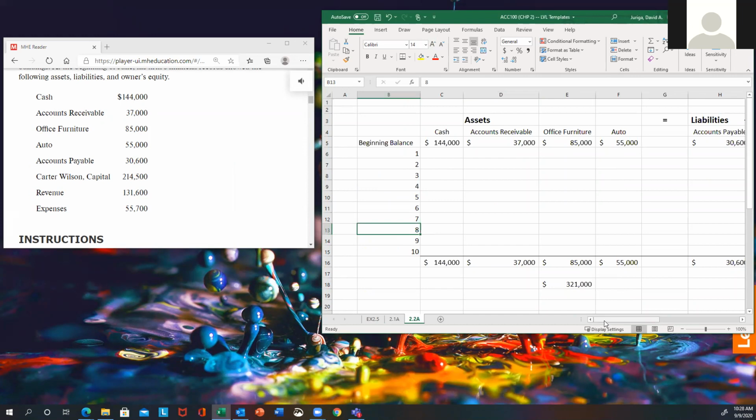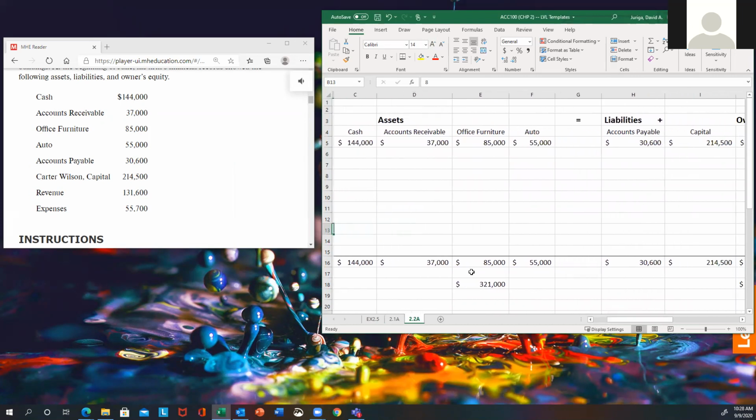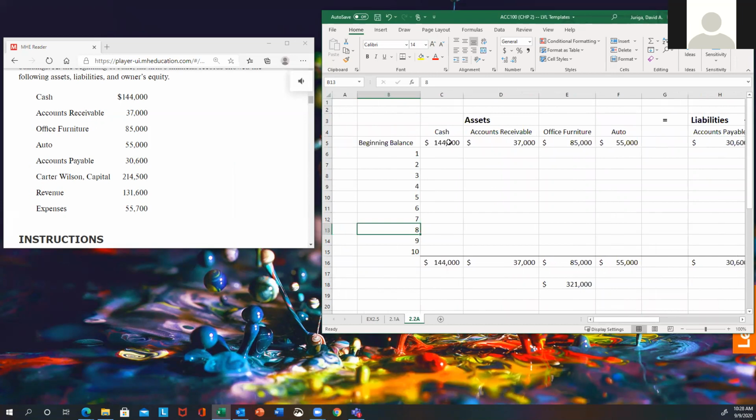All right, so here's problem 2.2a, and I'll give you a moment if you're just writing this down, but you'll notice at the top here, I've got 4 asset accounts set up, and you'll also notice I've got the beginning balances entered just from the problem. So these balances of 144, 37, 85,000, and 55,000, notice we've got beginning balance. These are the balances that we're starting with. We've then got accounts payable. I went ahead and entered that as the beginning balance. And then notice we've got capital, you've got revenue, and then you've got expenses.